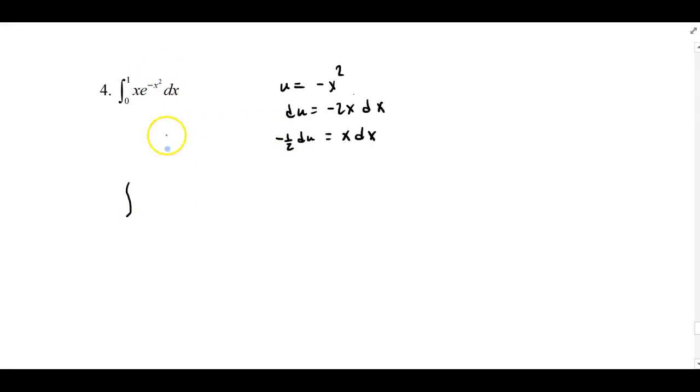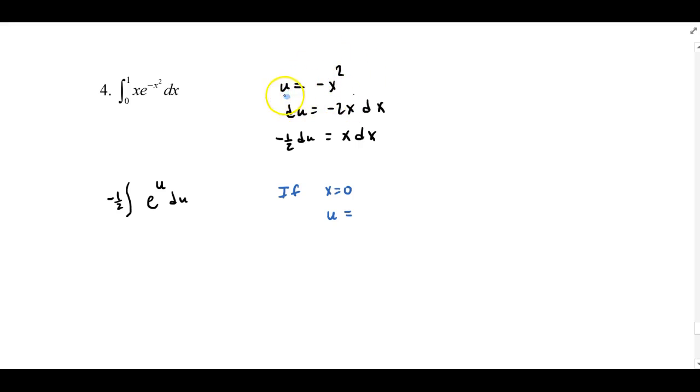So here we said that this was u, so that becomes e to the u. x dx was negative 1/2 du, so I'm going to take the negative 1/2 out in front, du here, and now I'm going to replace my limits. So if x is equal to 0, then u is going to be equal to, and recall that we're just using this definition, right?